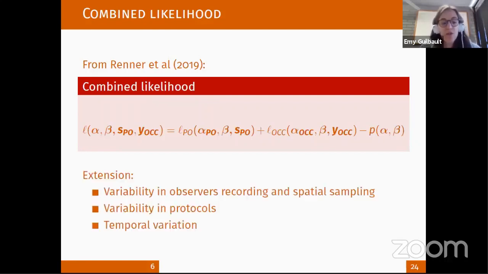What I want to present to you today is some extension of this work, where we look into the observer recording, how the sampling is done, accounting for the variability in the different protocols, presence-only occupancy data, and also accounting for a dynamic aspect of this model, thinking that across years, we may have some extinction, colonization, some points coming up or disappearing from our area. So we're going to talk about that now.